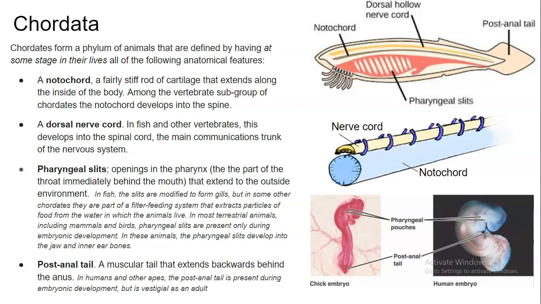A post-anal tail is also present in chordates. This is a muscular tail that extends backward behind the anus. In humans and other apes, the post-anal tail is present during embryonic development, but it is vestigial as an adult. You have essentially the remnants of that tail, a few fused vertebrae at the end of your spine that we call the coccyx, or your tailbone.